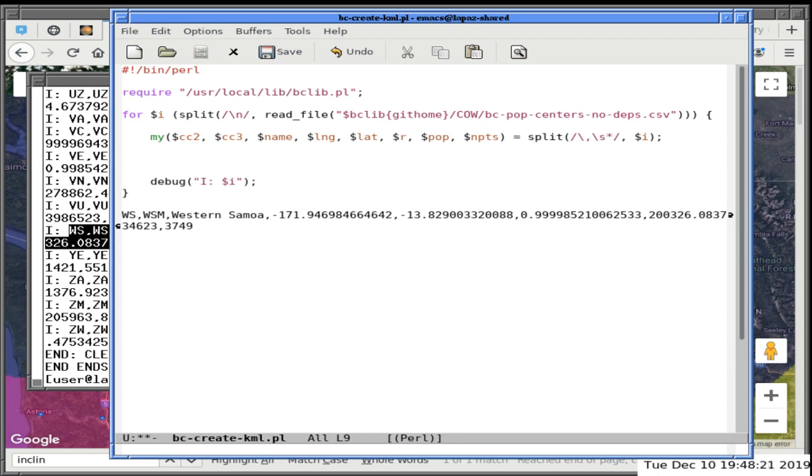Now I think I'm going to probably round the population off to the nearest integer. I don't see that's going to be a problem. Number of points, I don't know if that's going to be really useful here. It would be really useful if we were overlaying a map that showed which points were considered to be part of a given country. So I don't know if I'm going to do that. I'm trying to see if there's anything else I can put in here that's useful, and I don't see that there is. So let's go straight to it.